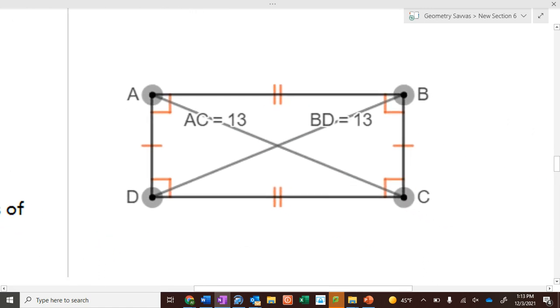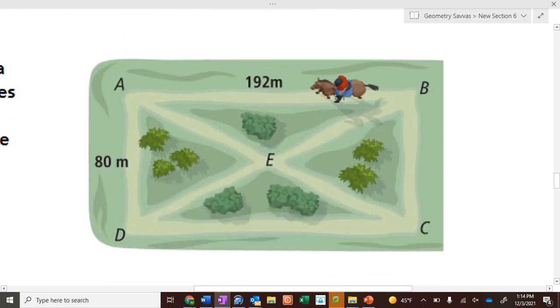What this drawing says is in a rectangle, the diagonals are equal. This is equal to this. No matter what size of rectangle we have, the diagonals are always going to be equal to each other.